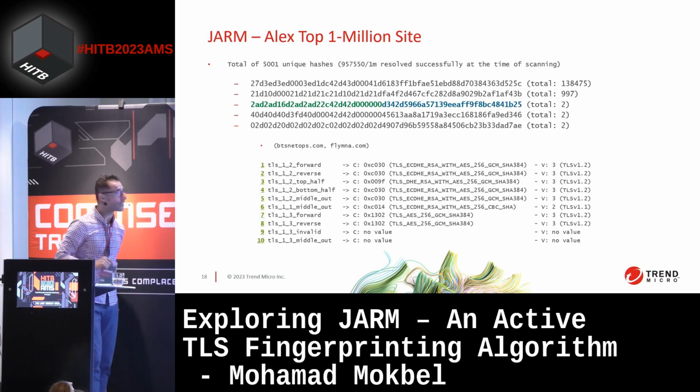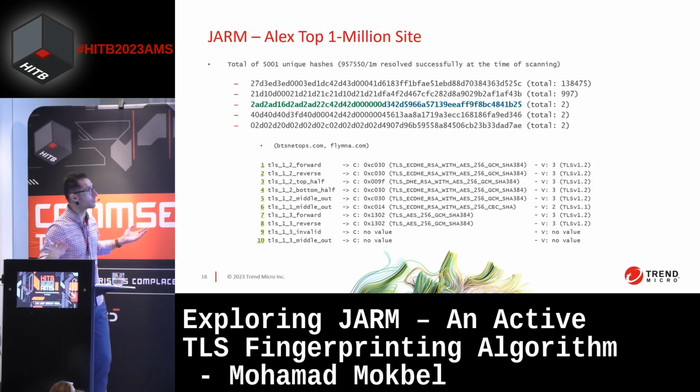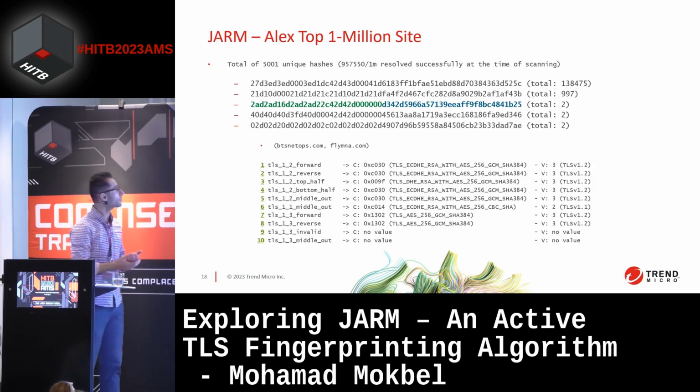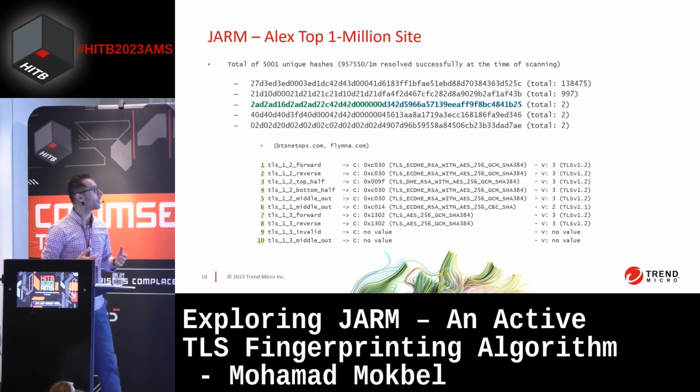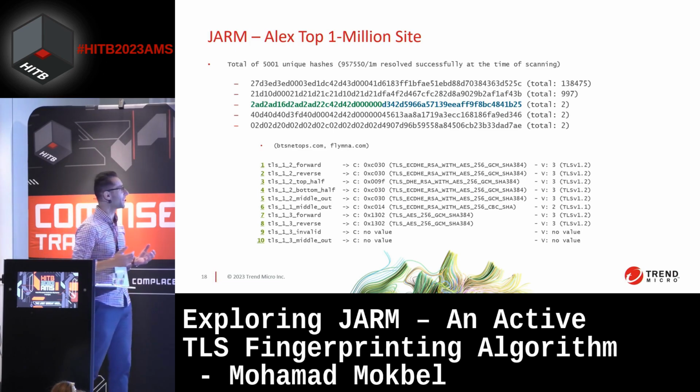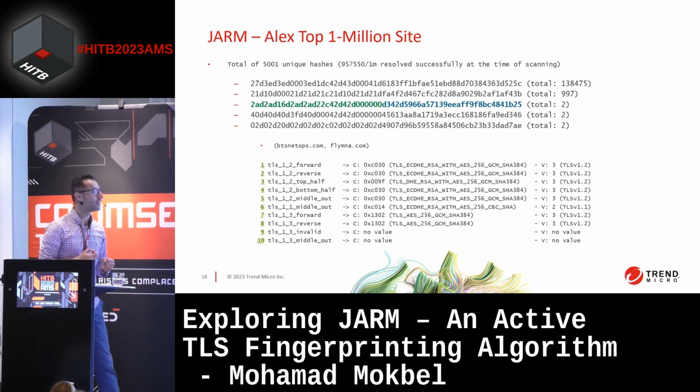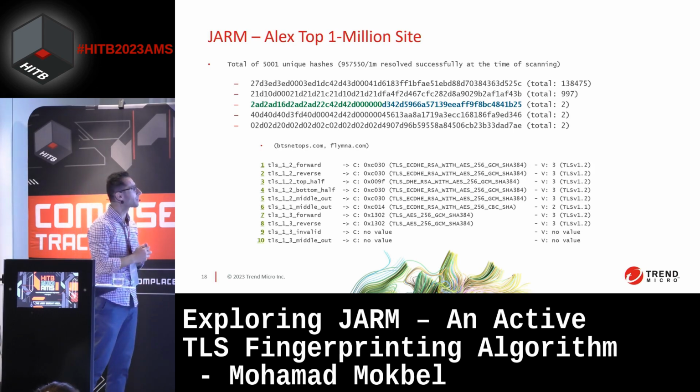Now we do some statistical analysis when scanning the top 1 million websites. This list is from Alexa. Out of those 1 million websites, you get actually only 5,000 unique hashes. That's not a lot of uniqueness out of 1 million, right? So that just gives you an idea that this fingerprinting algorithm, if you don't know how to use it or in what context, is extremely prone to false positives.